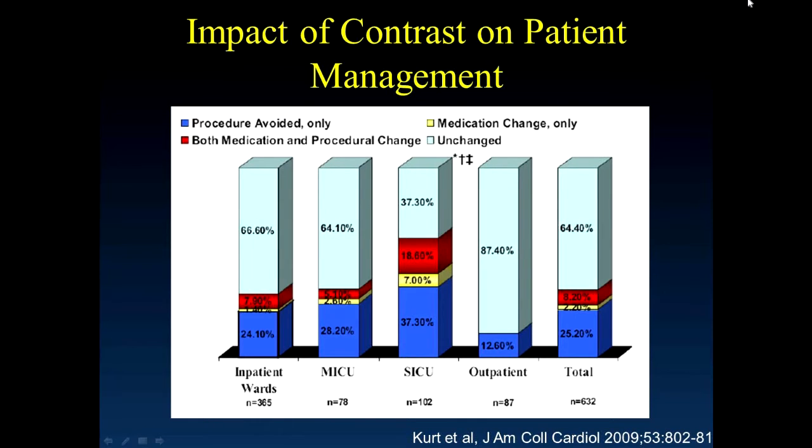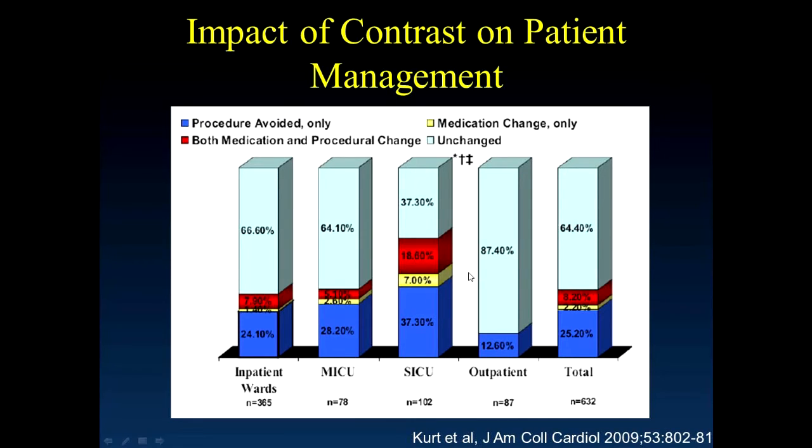The investigators then did something very interesting. They provided the referring physicians with the echocardiographic findings before contrast was given and asked them what additional procedures they would order or how they would change management. They then gave the referring physicians the echo findings from the contrast-enhanced study and again asked how the additional information would change the management. What you can see from this slide is that overall, 25% of additional procedures, like transesophageal echocardiograms, were avoided when contrast-enhanced data was provided to the referring physician.